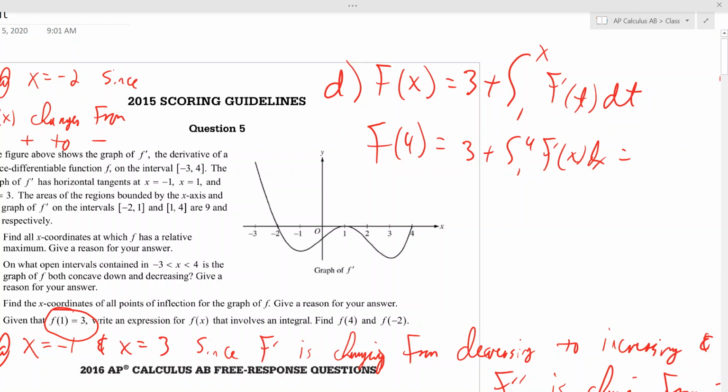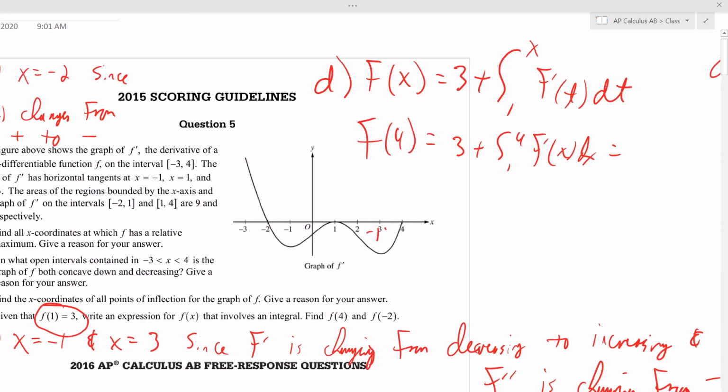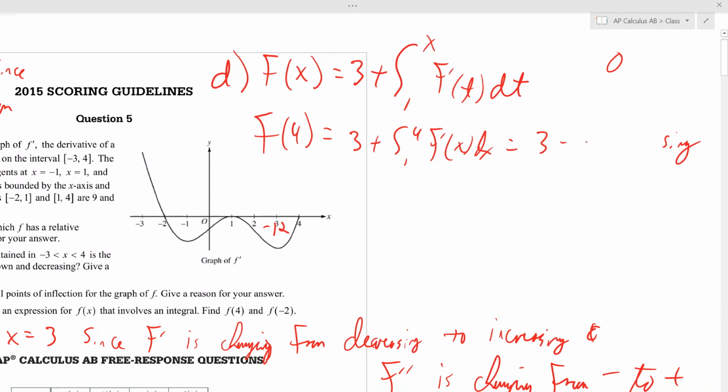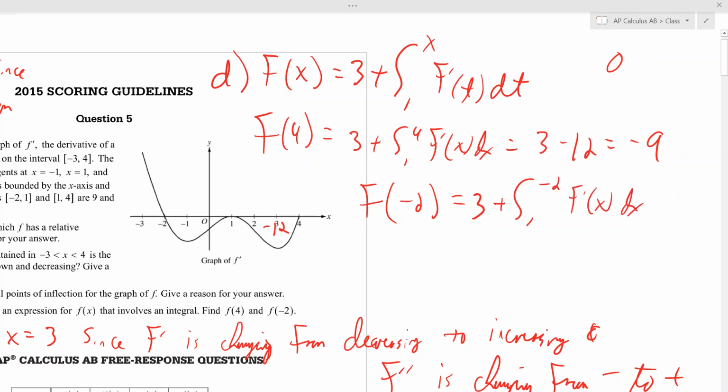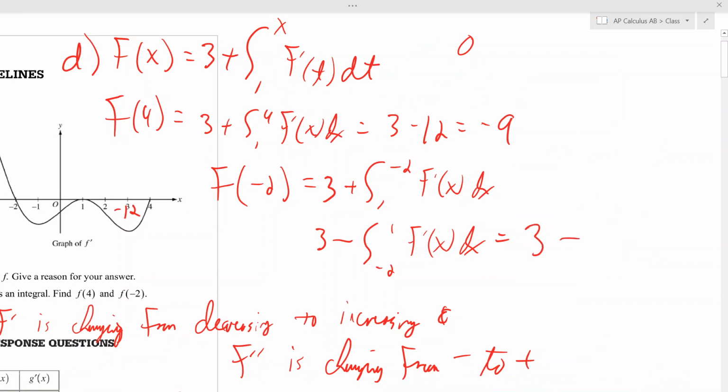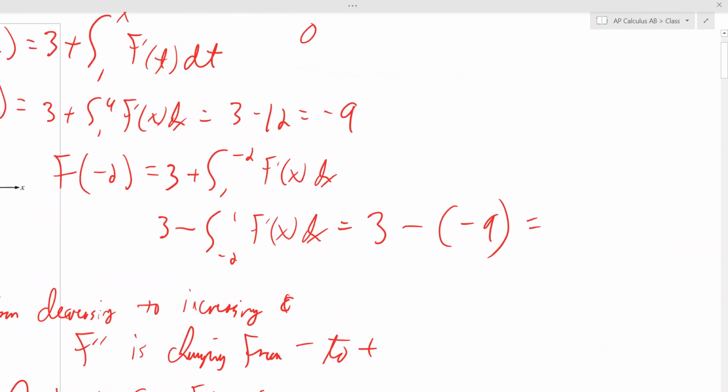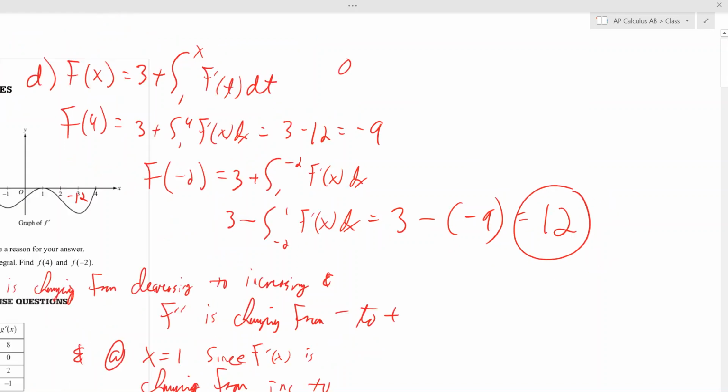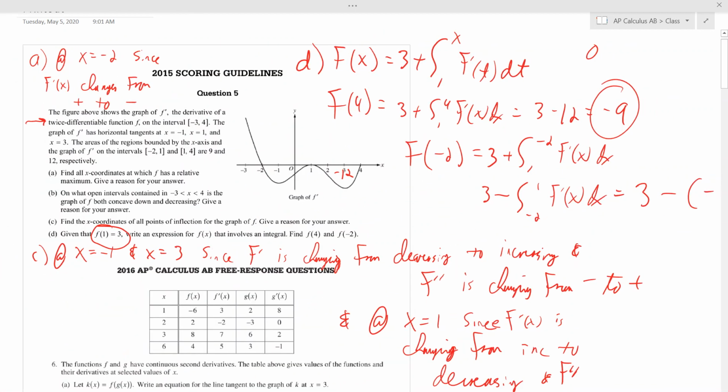And the integral from 1 to 4, they told us was 12. So the area down here is negative 12, technically. So it's really 3 minus 12, which happens to be negative 9. That sounds about right. And f of negative 2 is 3 plus the integral from 1 to negative 2 of f prime. But I told you, if you're integrating right to left, and you're doing the area way that we're doing here, you want to flip that around. That's our rule. So that's 3 minus the area that's in there, which is negative 9, which is 3 plus 9, which is 12. Okay. Easy peasy.